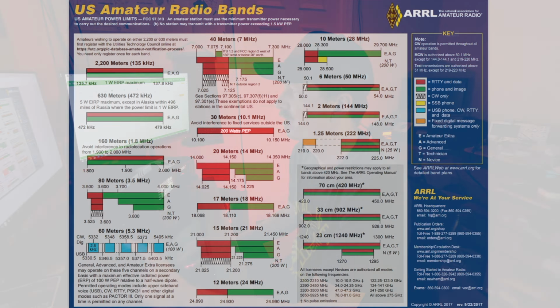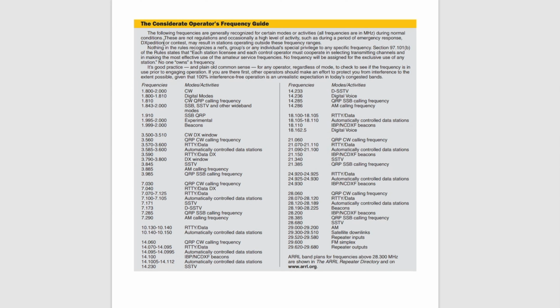Another thing you need to consider before you start keying up, and this is also on ARRL's website, is the Considerate Operator's Frequency Guide. This is all HF stuff here, but you can go see where certain things are. Like in 20 meters, it starts down here with QRP CW. If you want to operate Morse code at QRP power levels, you can go to 14.060, and more than likely somebody will be there to help you.